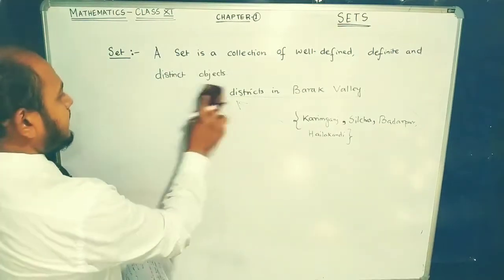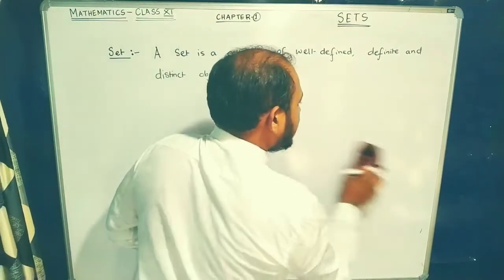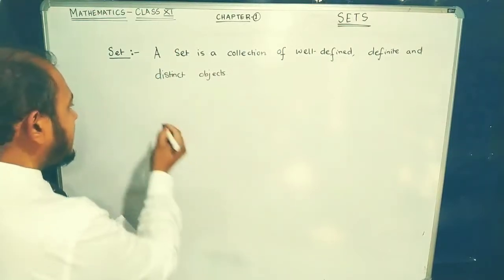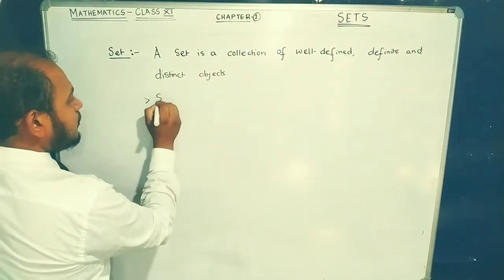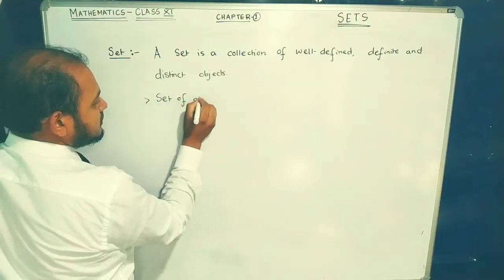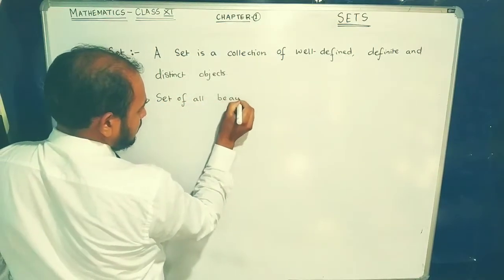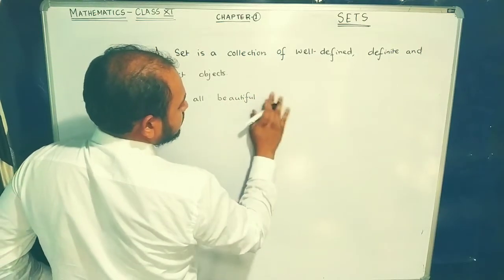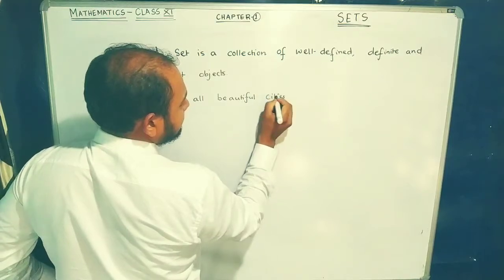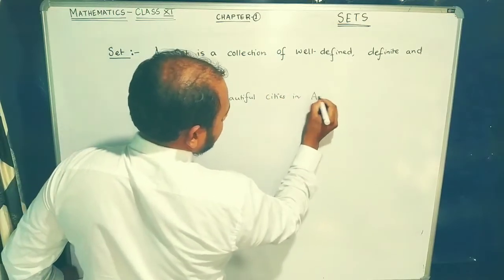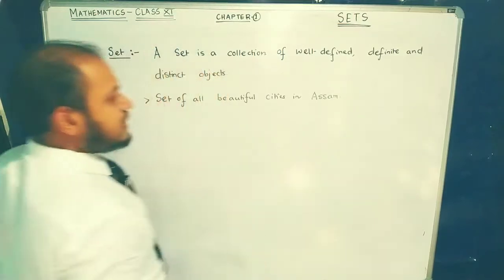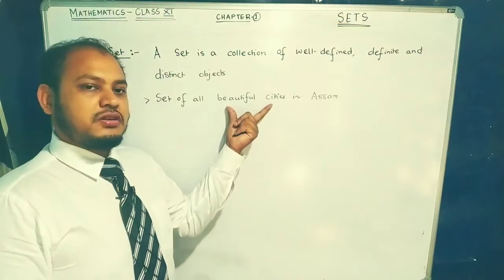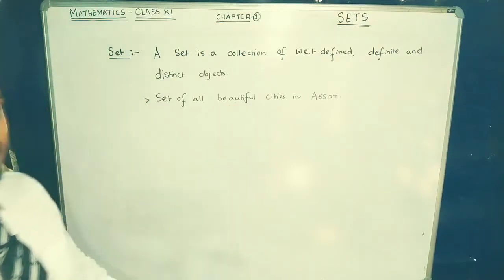Now let us see some examples which cannot be judged as set. We cannot say that this is a set. For example, let me say set of all beautiful places, beautiful cities in Assam. Now can you say that this is a set? Obviously not, because how can you judge which city is beautiful? Which city is beautiful? How will you judge it?